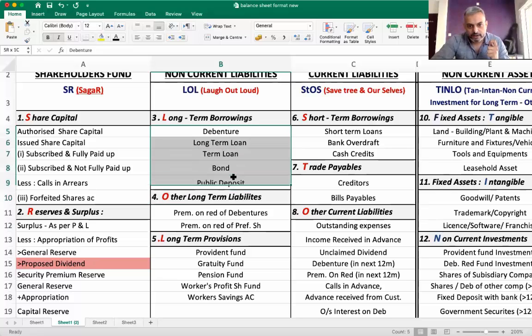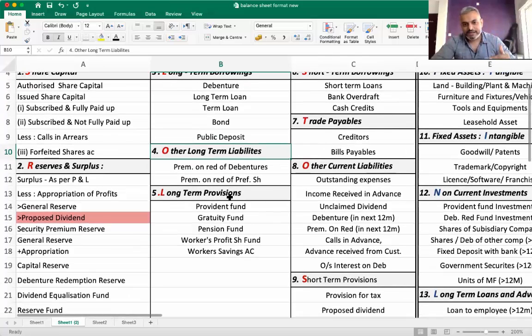Now, over here in long-term borrowings, you can change the order. Okay, that's fine. But this order should remain intact. So third should be long-term borrowing. Fourth should be other long-term liabilities. And fifth is long-term provision.